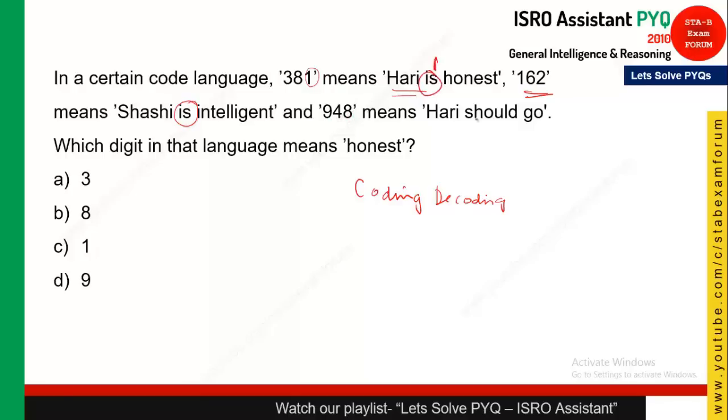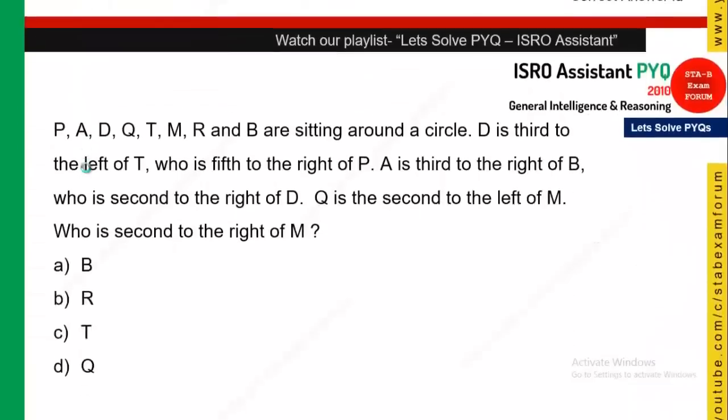So 948 means Hari should go, and between 381 and 948, 8 is common, and in the sentences only Hari is common, so Hari means 8. So honest should be 3. Okay, so option A is the correct answer. Very simple one. Let's see the next question.